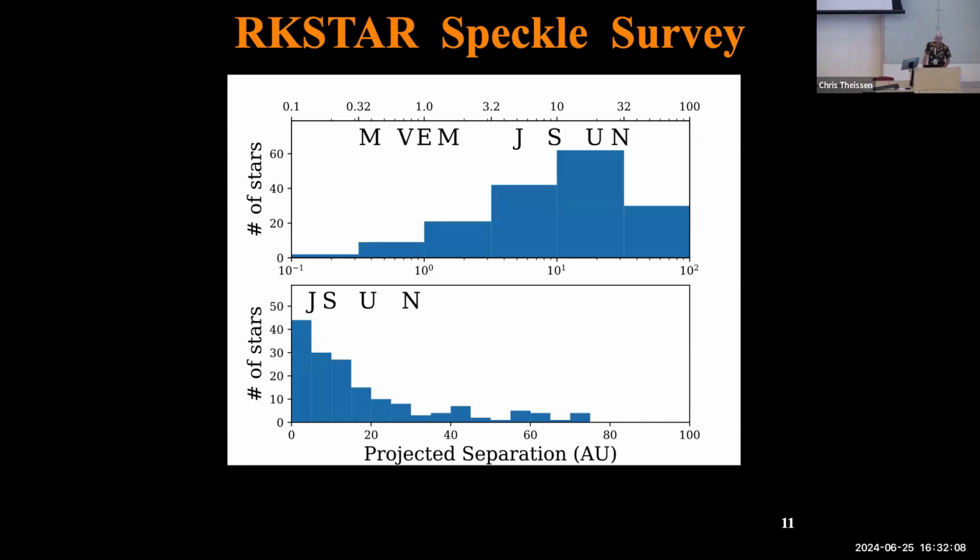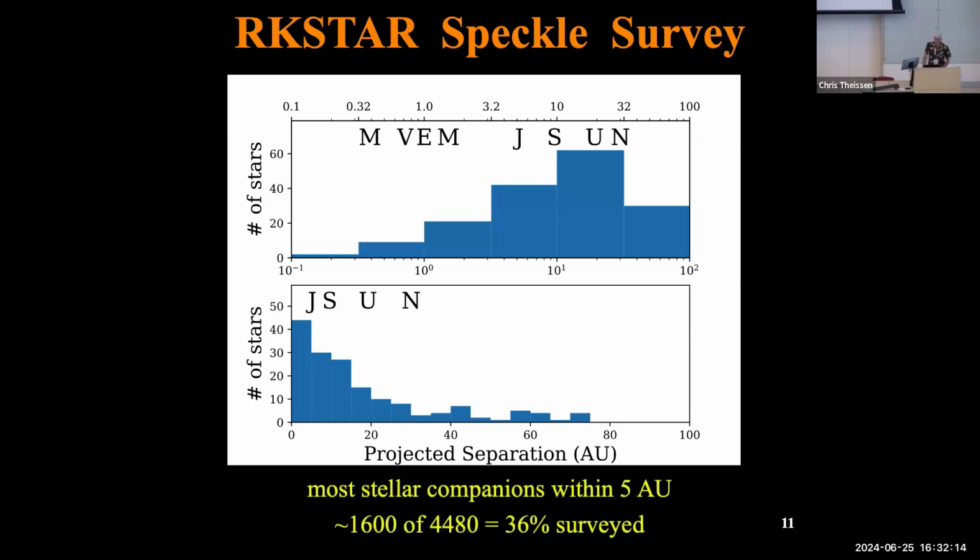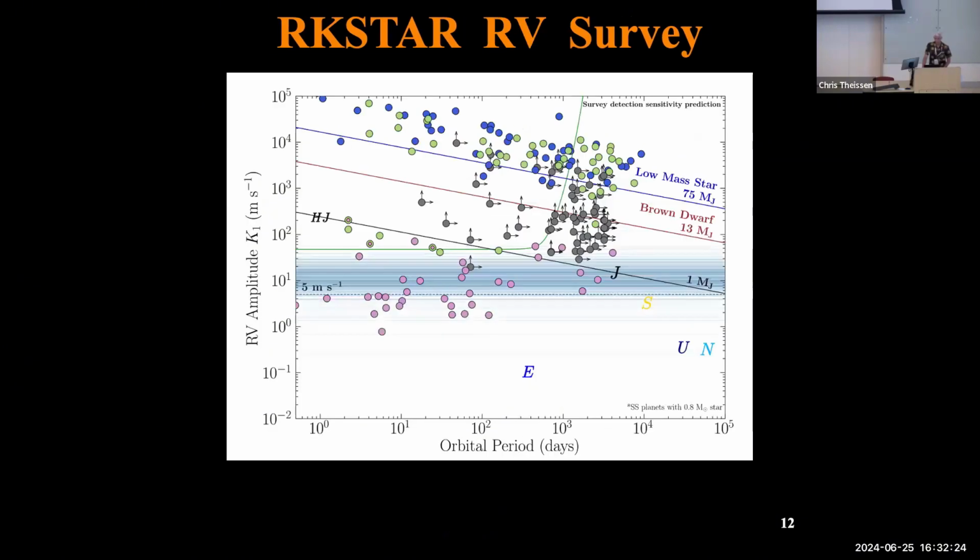Two different versions of the same plot. Along the horizontal axis is the separation. The vertical axis is just the number of stars. Simple histogram. The takeaway here, if you go to the linear scale on the bottom, the one I prefer because I think in linear space, is that most stellar companions are within 5 AU. So you have to get the ones in close if you care about the exoplanet searches.